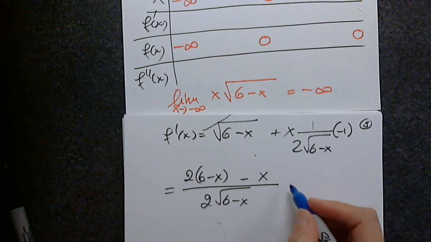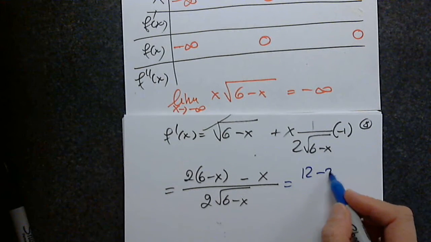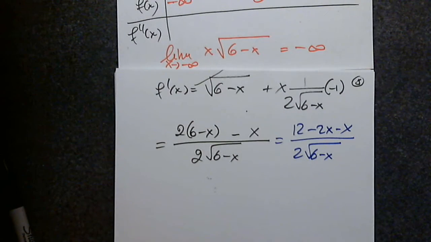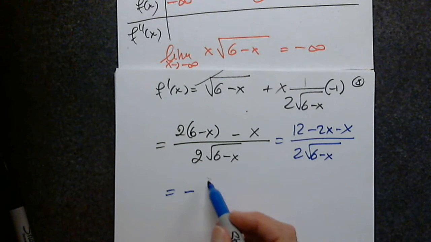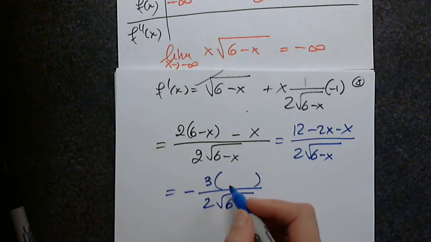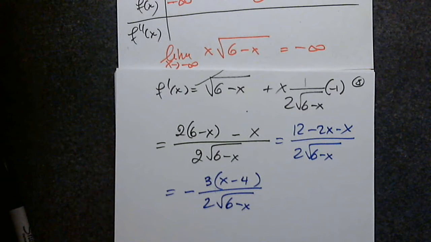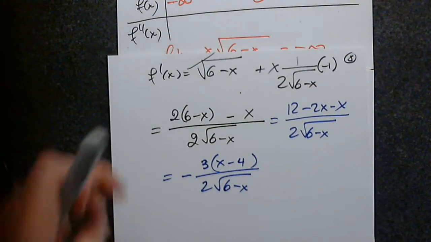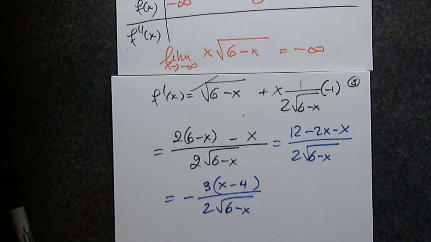I distribute now. 12 minus 2x minus x divided by 2 the square root of 6 minus x. And with factoring, negative 1, so this is negative 3. So I factor out negative 3. We had negative 3x plus 12, so this is x minus 4. Let's check. Negative 3 times x, yes, is negative 3x. Negative 3 times negative 4, yes, it's indeed positive 12. Okay, nice. I have the derivative.